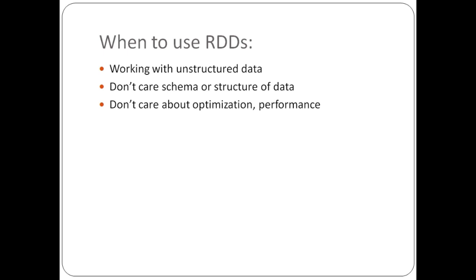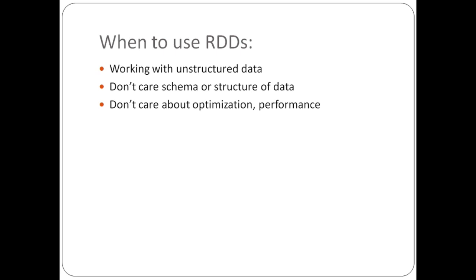When to use RDDs? There are three scenarios: working with unstructured data, if you don't care about the schema or structure of data, and if you don't care about optimization and performance. First point, working with unstructured data. If you want to process structured data, it is fine. It is like a header with the data, clearly like a table, and we can easily process it.